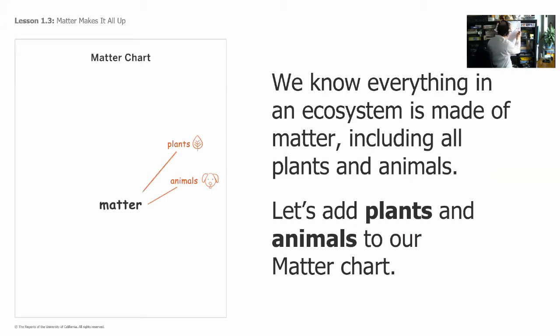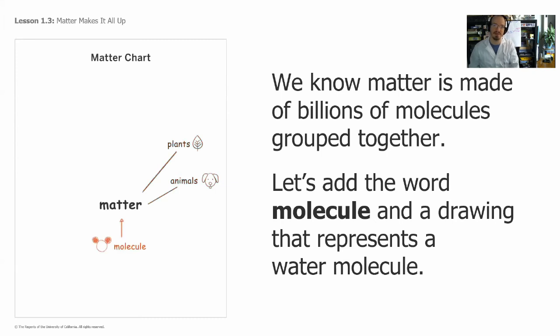And I'm going to draw a very bad picture of something that might be a dog or might be a cat, who knows? But it's an animal. Okay, so we've added plants and animals to our chart. We also know that matter is made up of billions of molecules that are grouped together. So let's add the word molecules and a drawing to represent a water molecule. So we know molecules are down here. I'm going to add a little drawing. This is our water molecule.